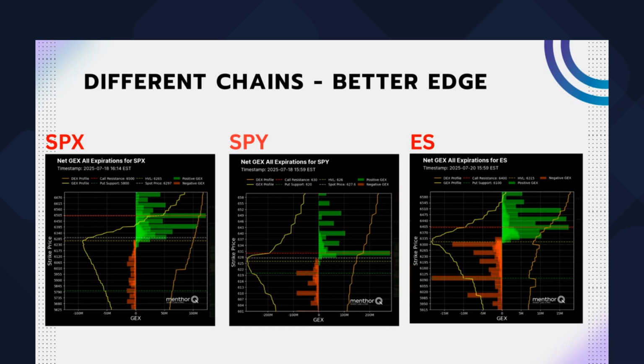So let's look at this slide. What you see here is the net gamma exposure chart for three different assets that move in the same direction: SPX, the index, SPY, and ES. Why are we showing this? Because with MentorQ, you can access data on all three of these assets. Those three have different option chains. The option chain on SPX is completely different from SPY and completely different from ES.